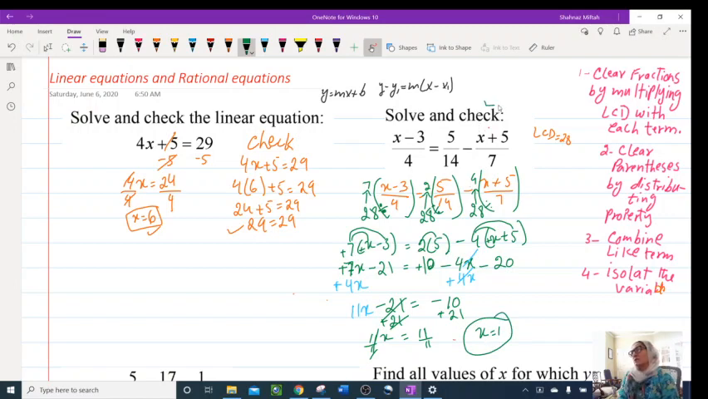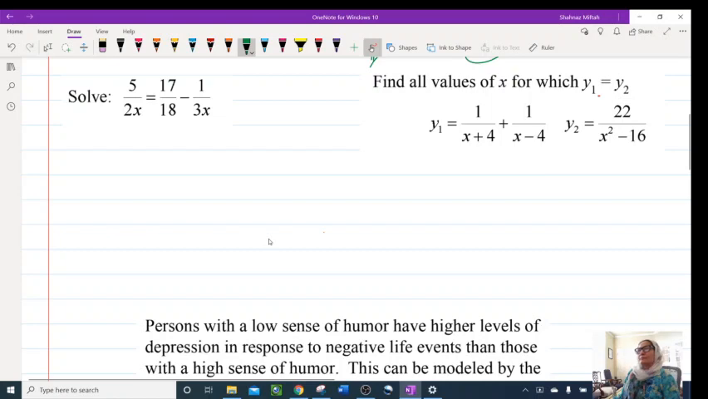If you want to check, do this: you plug in 1 over here for every x and see if you get both sides equal. If this is true, you should have the same number on both sides of the equal sign. Okay, let's go back here.